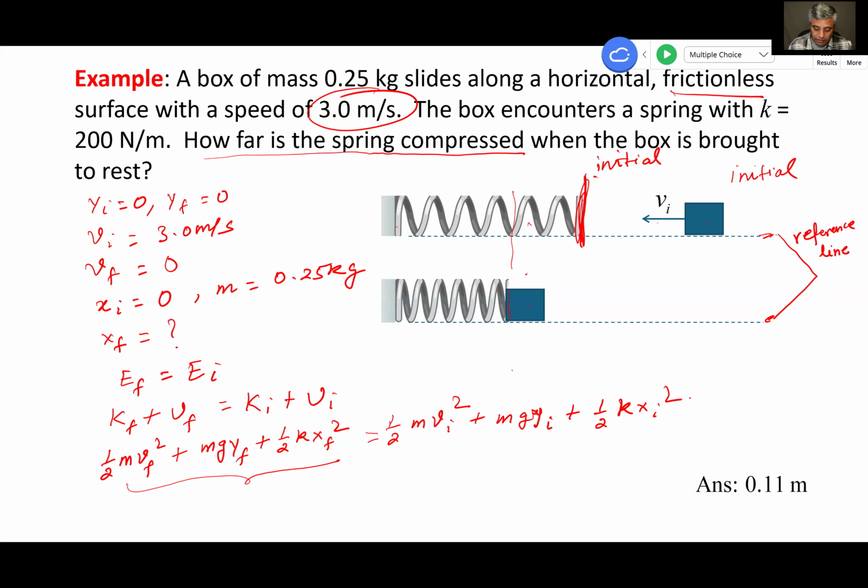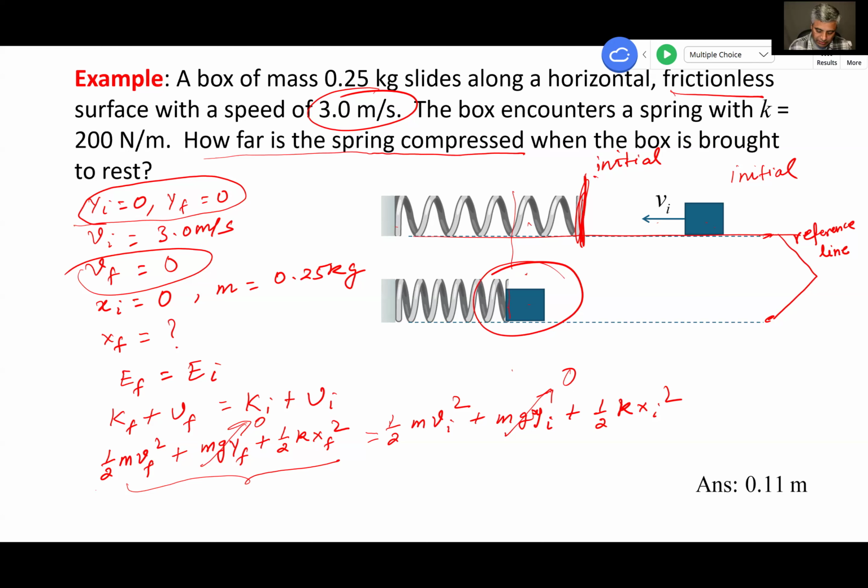But a lot of things are 0, as we can see from the list. Since the position in the vertical direction is not changing, whatever this is, same is that. So by choosing a reference line, we can make them 0. So they're going to be 0. Final speed is 0 at this moment here, so this is also going to be 0. And initial compression of the spring is also 0, so this term is also going to be 0.